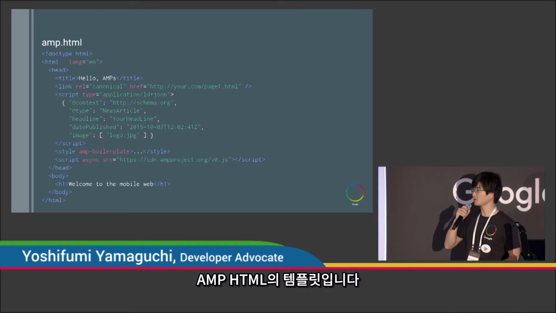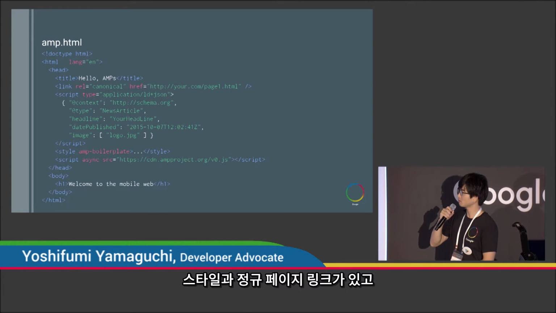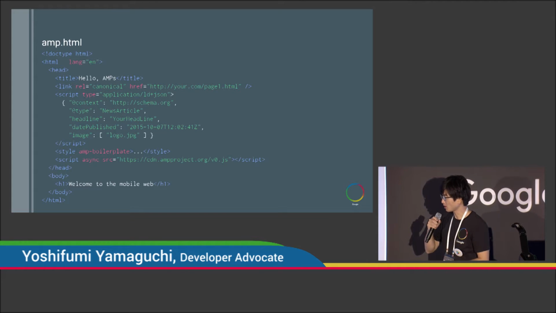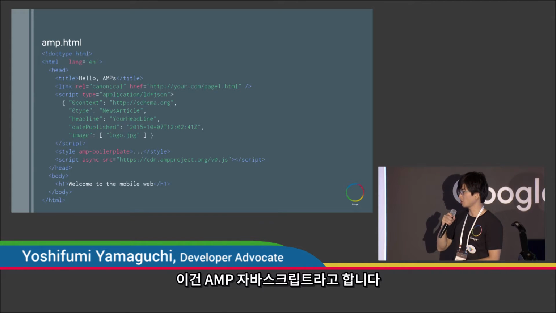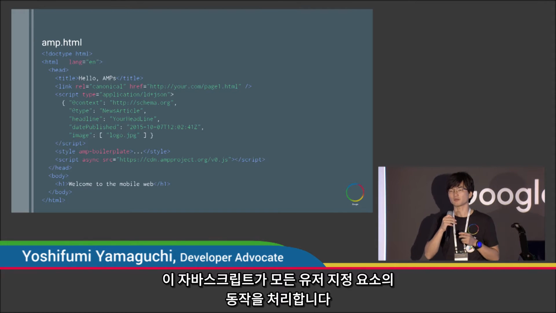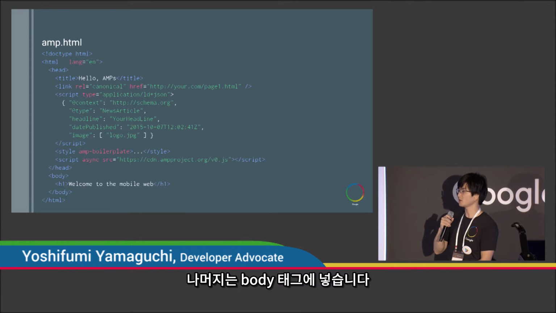So this is the template of AMP HTML. You can start from here. It has a title, and it has the link to the canonical pages, and it has the structured data to summarize the article or summarize the page. And this is called AMP.js, the AMP JavaScript. This JavaScript handles the behavior of all custom elements. So this is really important to include. Then you can put everything inside a body tag.